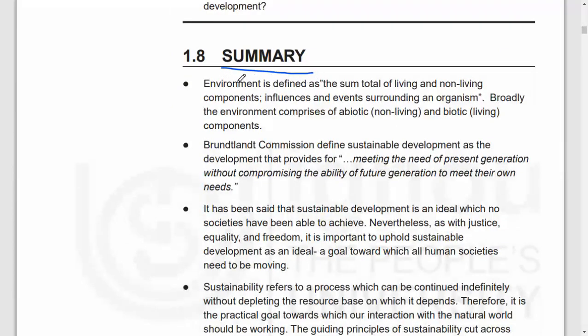Summary. Environment is defined as the sum total of living and non-living components, influences, and events surrounding an organism. Broadly, the environment comprises abiotic, non-living, and biotic, living components. The Brundtland Commission defines sustainable development as development that meets the needs of the present generation without compromising the ability of future generations to meet their own needs.